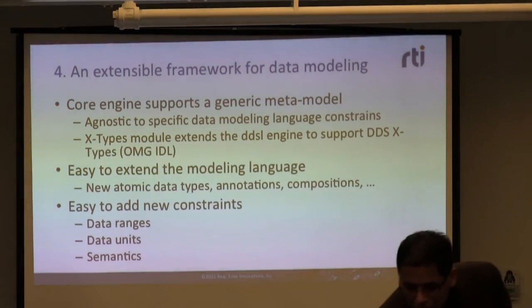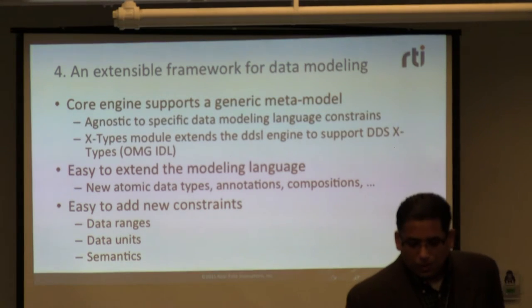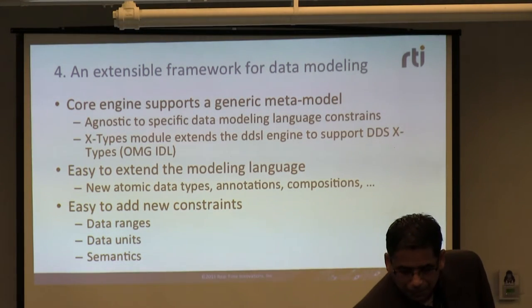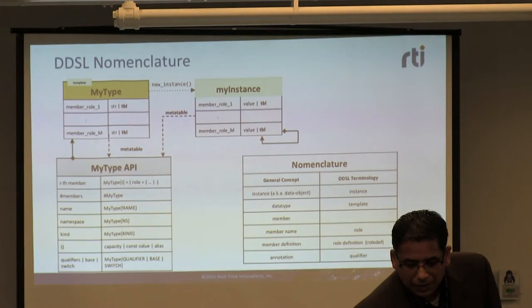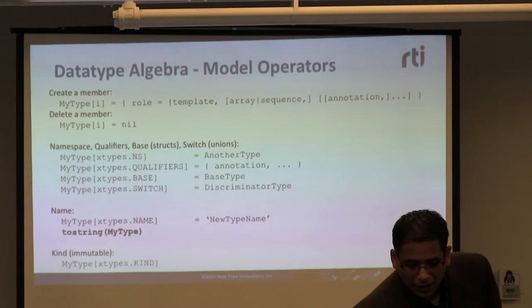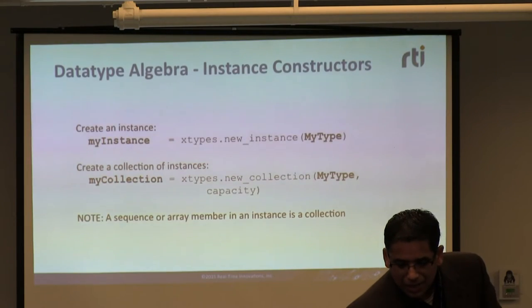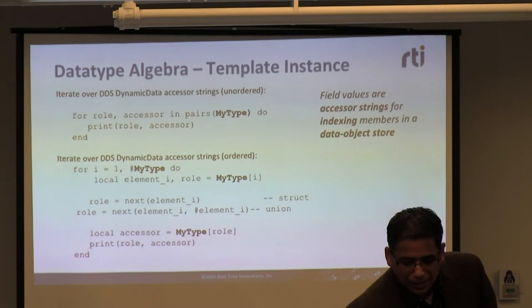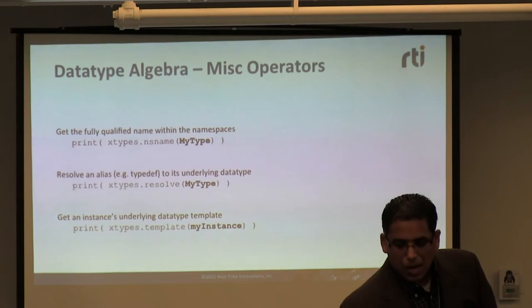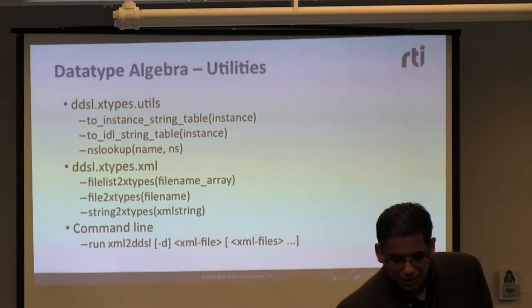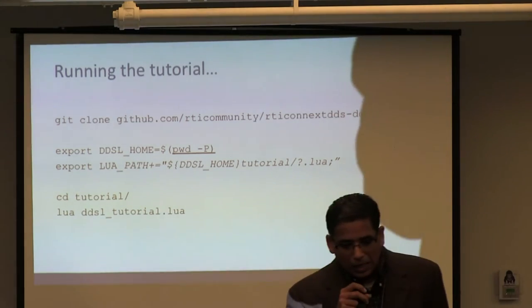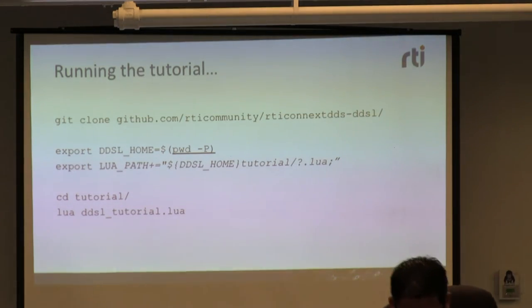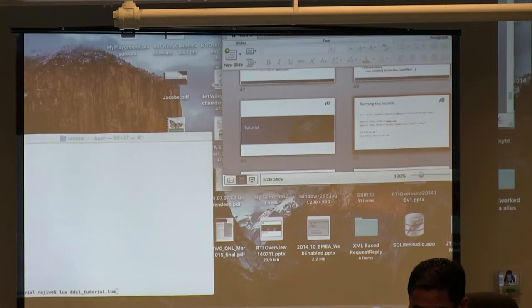As I said, the core engine is independent of IDL or X types. I'm going to kind of show you, but it's there in the slides if you want to look into the details, and you've got operators for model elements, for instances, helper methods, and so on. So let's jump to the tutorial. This is available on GitHub, and I'm going to just quickly run the tutorial here. You're going to have time to finish it.